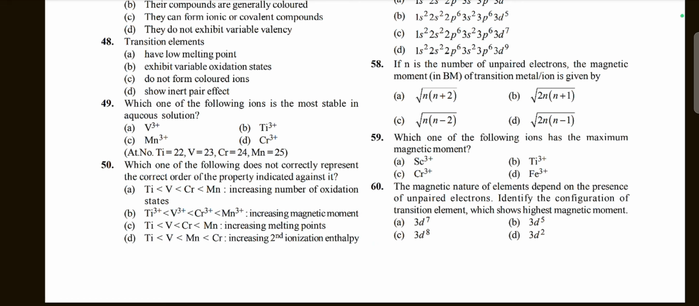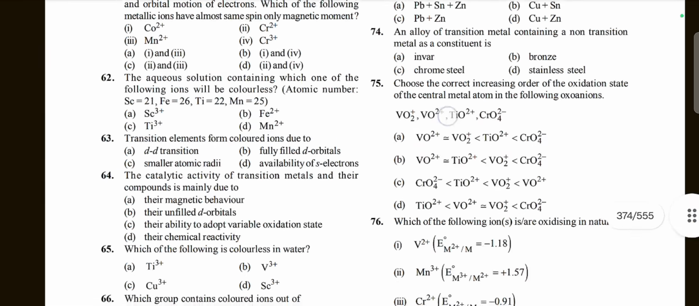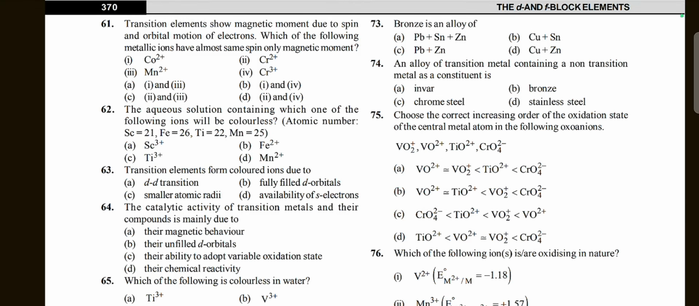The magnetic nature of elements depends on the presence of unpaired electrons. Identify the configuration of the transition element which shows the highest magnetic moment. So here option B, 3d5. Again the same thing. Transition elements show magnetic moment due to spin and orbital motion of electrons.